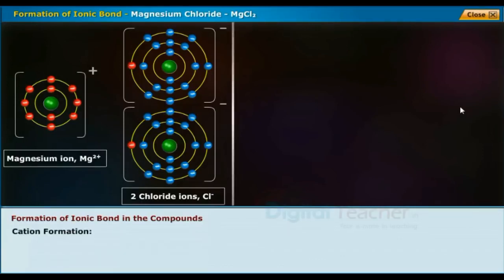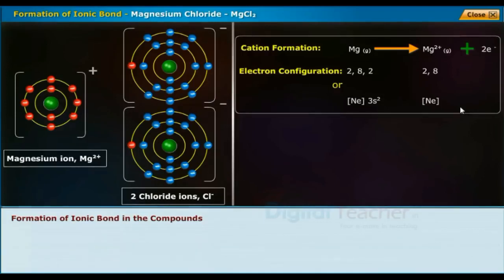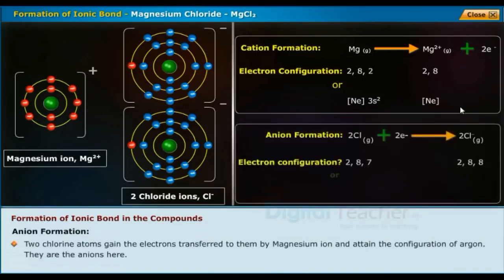Cation formation. Magnesium with atomic number 12 loses two electrons to attain the stable configuration of neon. It is the cation here. Anion formation. Two chlorine atoms gain the electrons transferred to them by the magnesium ion and attain the configuration of argon. They are the anions here.